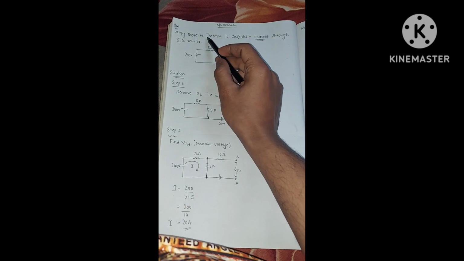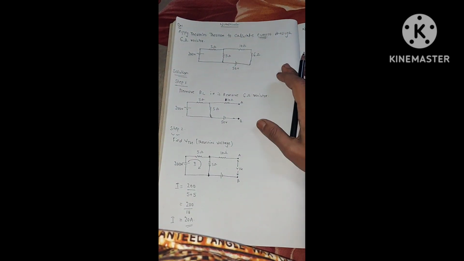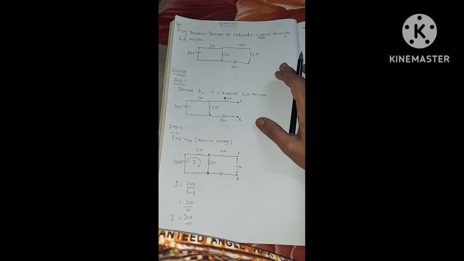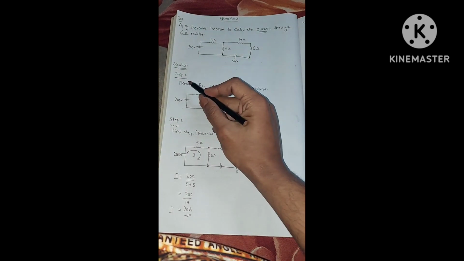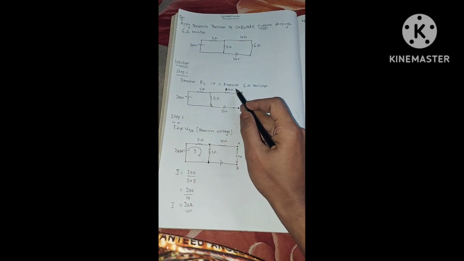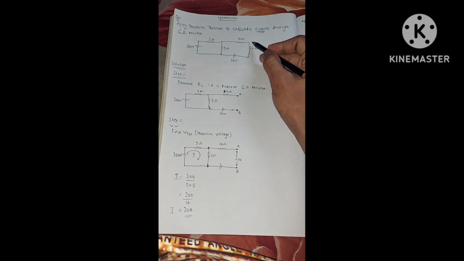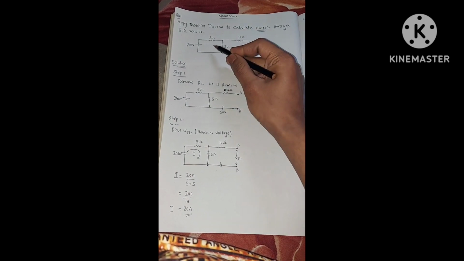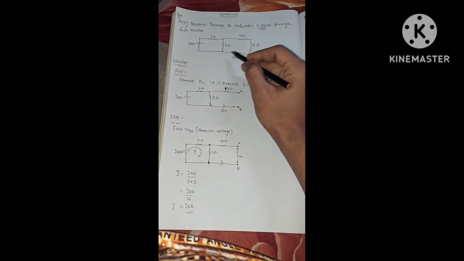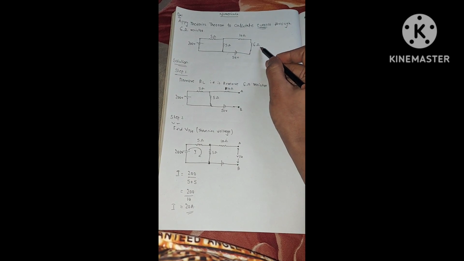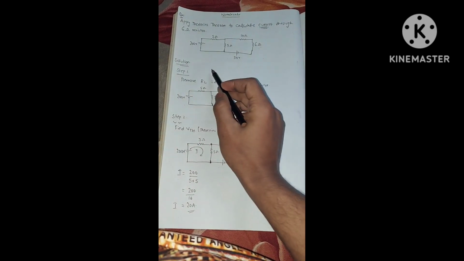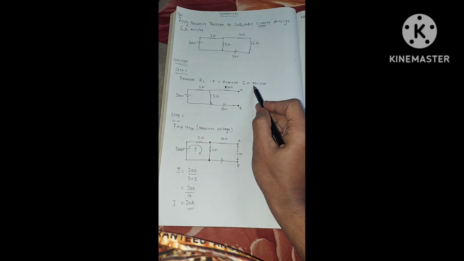Applying Thevenin's theorem, I made a video on Thevenin's theorem. If you have not seen it, you can check my channel. Step 1: remove RL, that is remove the 6 ohm resistance. This circuit will be given in the exam, so we first need to remove this RL, the 6 ohm resistor.